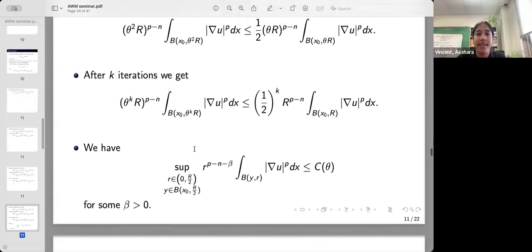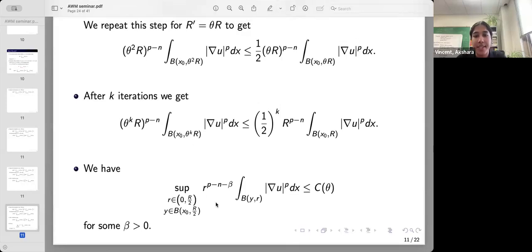So it's not surprising if I state that we can bound this quantity by a constant that just depends on theta. This is like the normalized energy with a small variation in the exponent. You take the ball B(x naught, r/2) and take any ball inside that, and this energy is bounded. So why is this helpful?